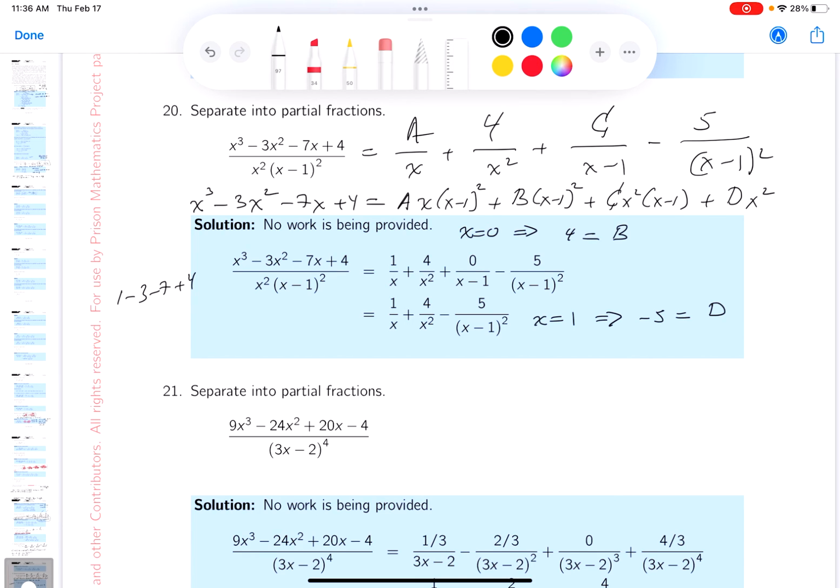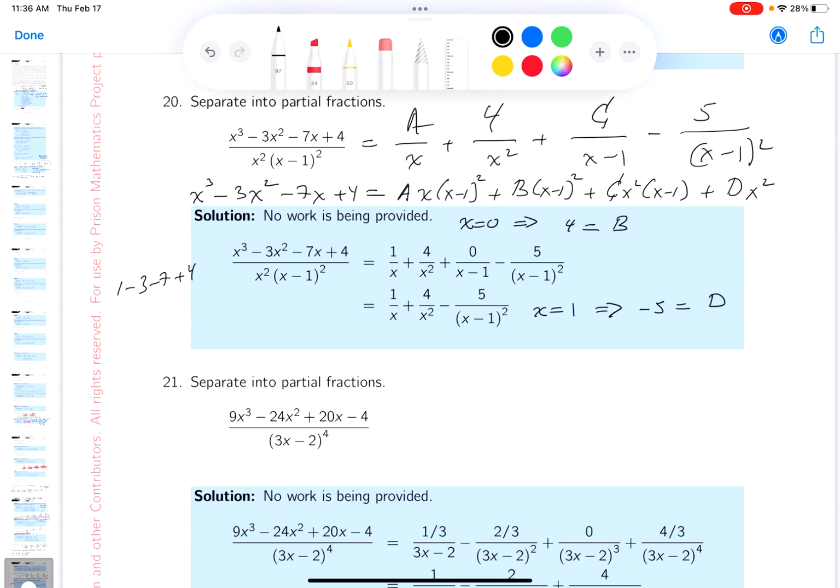You know B and you know D, but you don't know A and C. So you got to pick more numbers. Someone says, what numbers should you pick? I'll start you on it. The numbers I would pick is probably x equals 2. That might seem strange to you, by the way. I'm not going to do the work. I'll leave the work for you. I want to point out what you're doing. You're plugging it in here, but you're going to be using these values too. All right? And then you got to get the work for that.